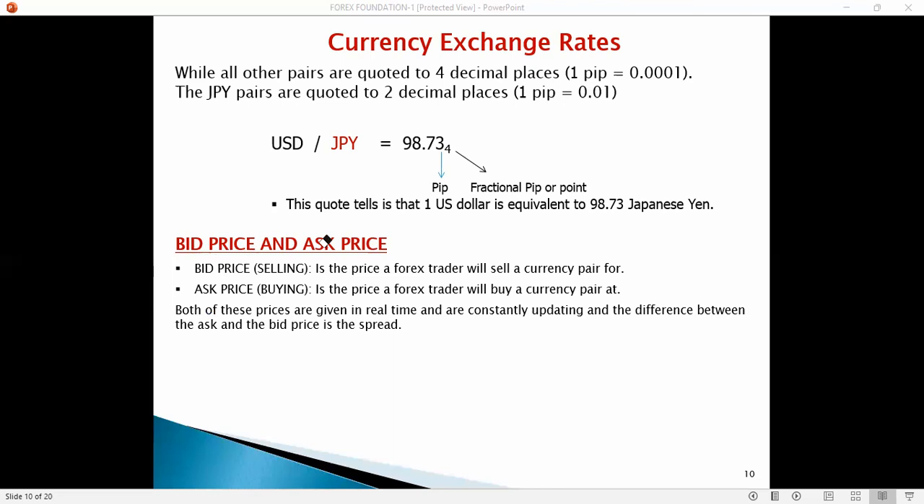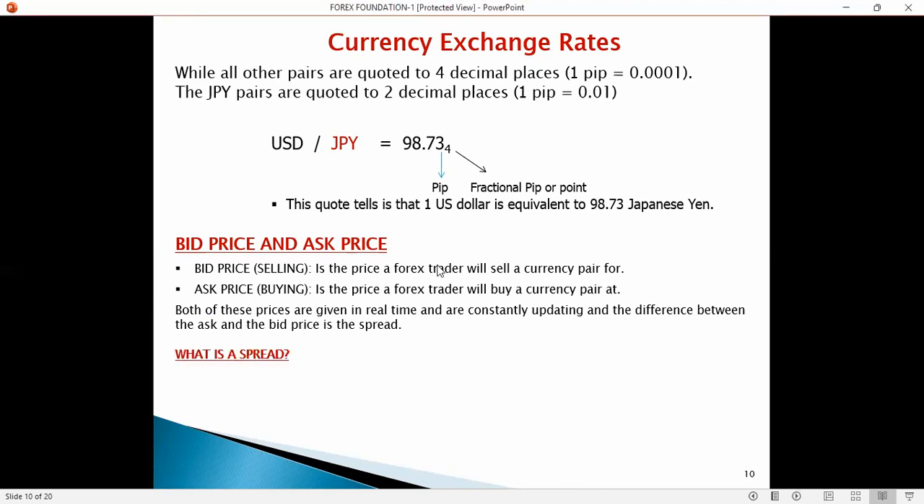Both of these prices are given in real time and are constantly updating, and the difference between the ask and the bid price is known as the spread. Which means the bid and ask price are never going to be the same. I hope this is clear.